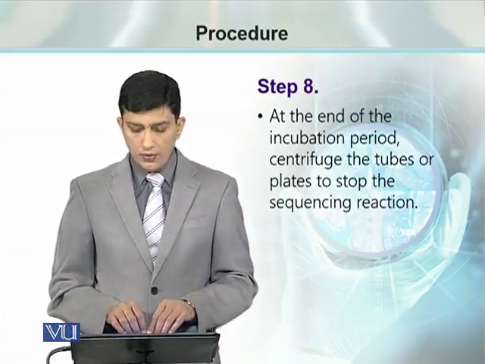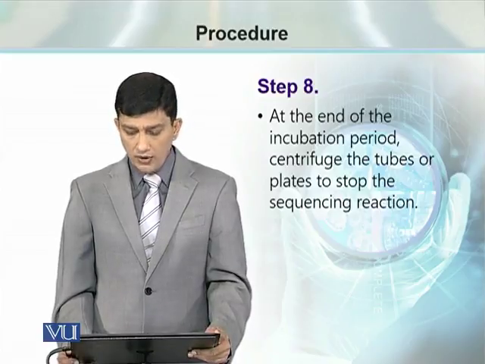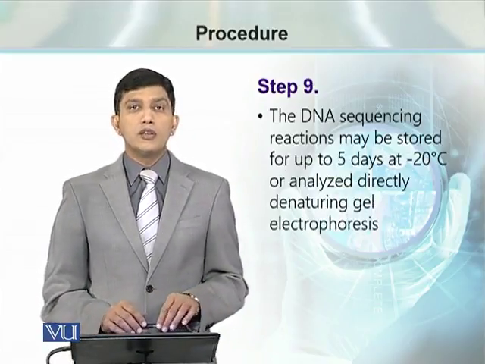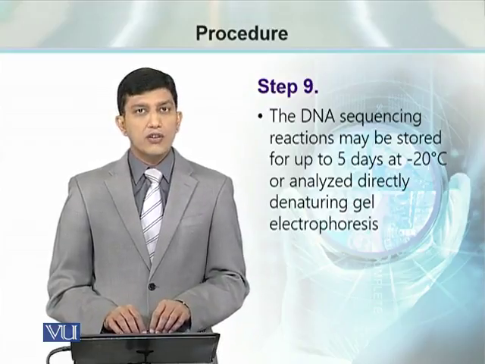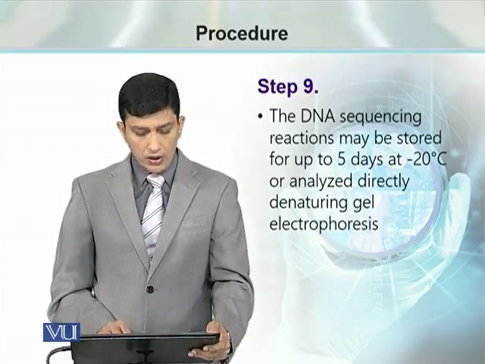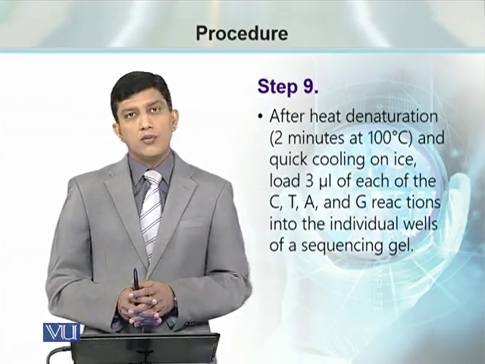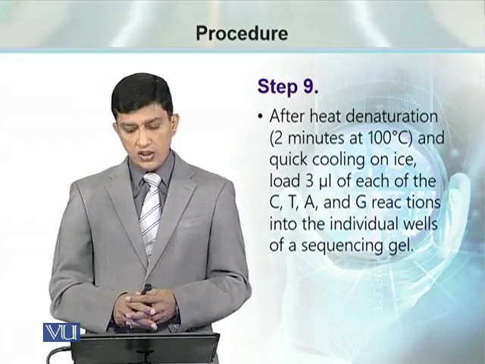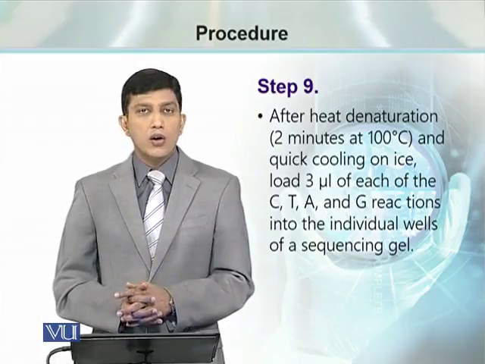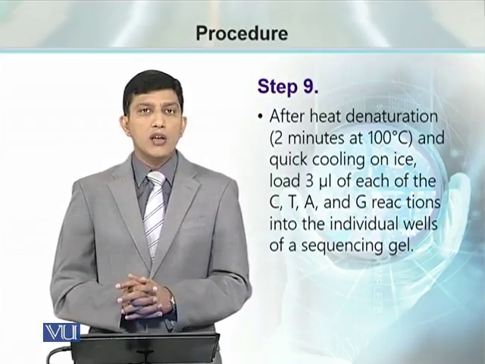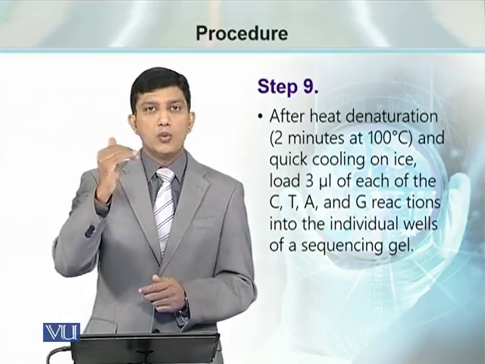Towards the end of the incubation period and centrifugation that stops the sequencing reaction, we have 2 choices. Either we proceed further to store the sequencing mixture now at minus 20 degrees centigrade for 5 days, or we proceed further for denaturing gel electrophoresis so as to perform the sequencing of the DNA. For that purpose, we are going to heat denature 2 minutes at 100 degrees centigrade and then quick cooling on the ice. And out of the tube, we are going to take 3 microliter to run in 4 different wells of the gel, and we read the sequence from the sequence gel based on the molecular weight from bottom of the gel towards top of the gel.